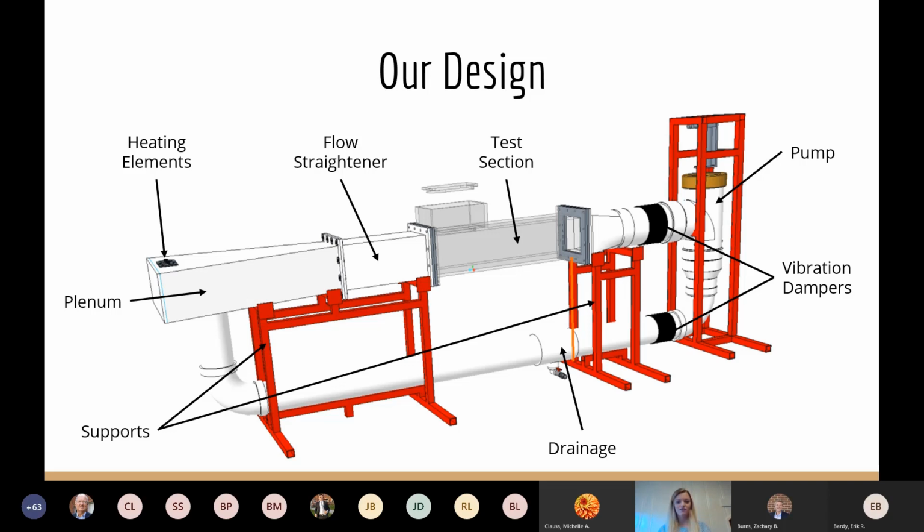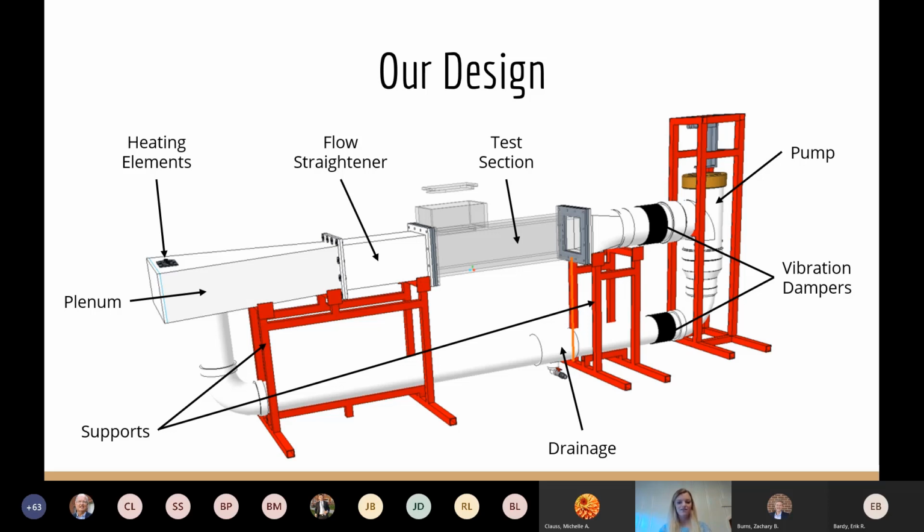After the test section is a square to circle PVC pipe fitting that sets the flow up to go into the vertical portion containing the pump system. The water is then pumped through the bottom of the flume, passing by a section of piping that can be connected to a hose in order to drain all the fluid out of the flume, then continuing around to the left side and back up to the plenum.